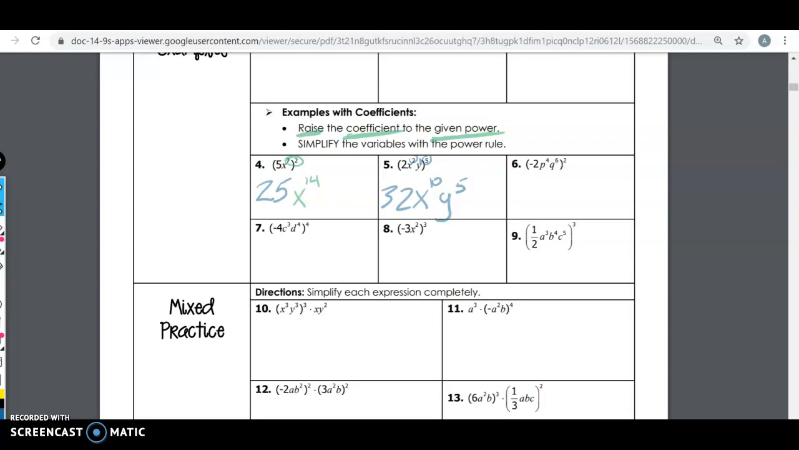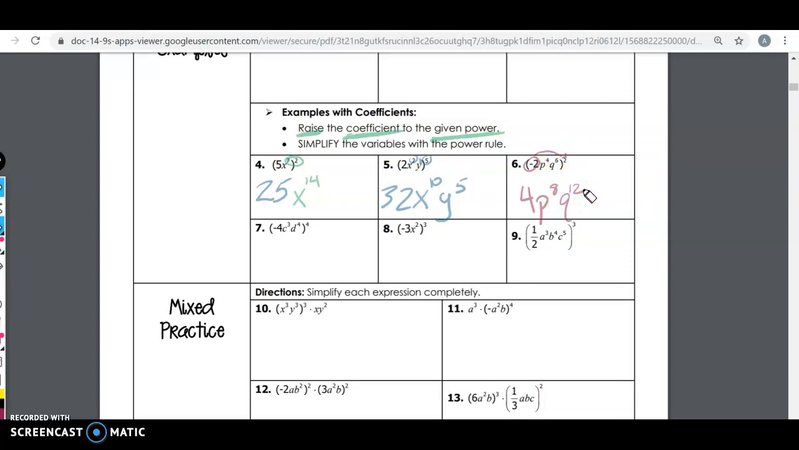6 looks a little tricky because we have a negative coefficient, but again, it's not too bad. Negative 2, you're going to square it. Because it's in parentheses, it's negative 2 times negative 2 makes a positive 4. Then we have p to the 4 times 2 is 8, and then q, 6 times 2 is 12.